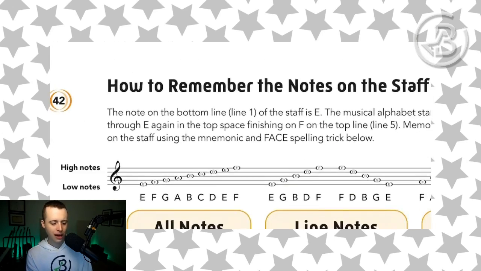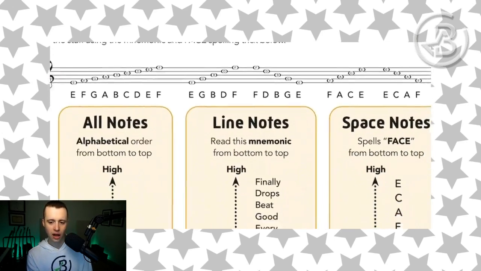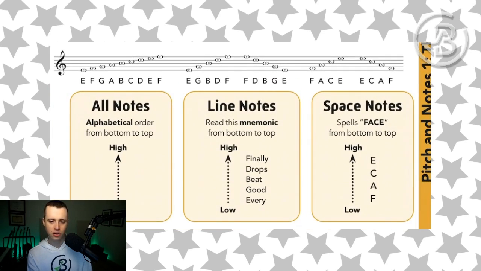Now let's talk about how to remember the names of the notes on the lines. So from lowest to highest, the notes on the lines are E, G, B, D, and F. And to remember the names of the notes on the lines, we're going to say every good beat drops finally. So E for every, G for good, B for beat, D for drops, F for finally. And to remember the names of the notes in the spaces, we're going to say face.